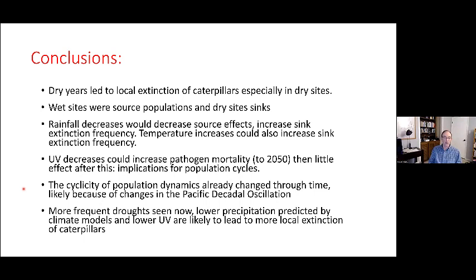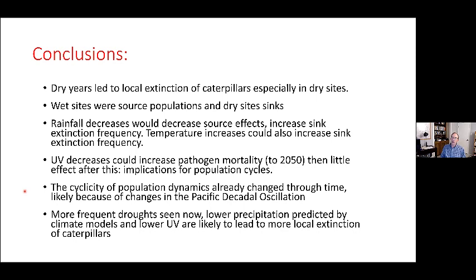So hopefully I've shown you in this system that climate can have multiple effects. There could be different effects on sources and sinks and changes in the kinds of long-term dynamics that we see in species. This is one of rather few studies of those kind of dynamics that have occurred. And it's only through the long-term study of a model system that we were able to start to get at these things.